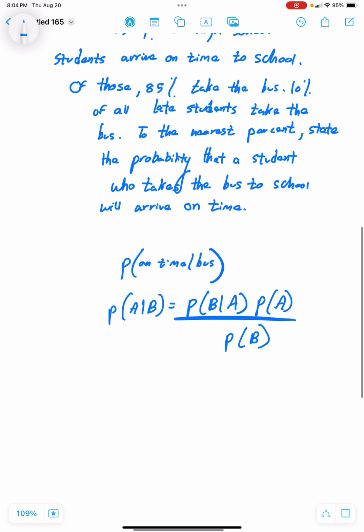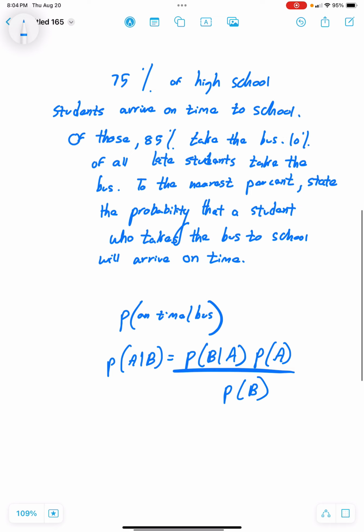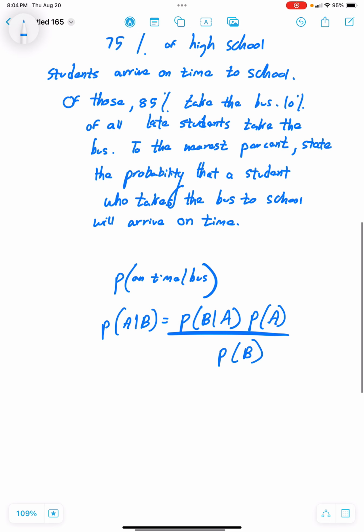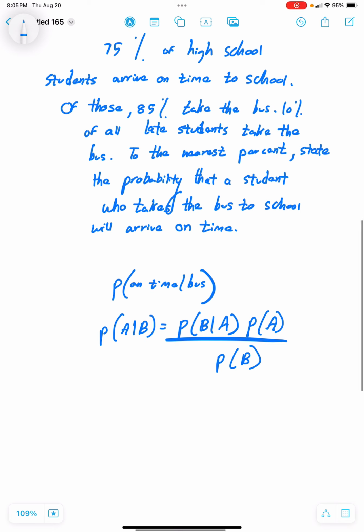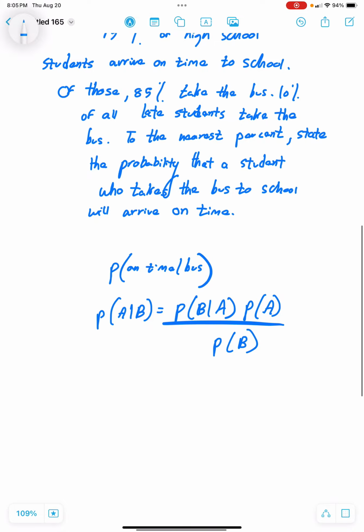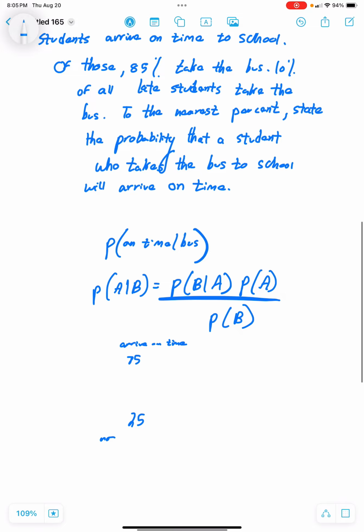So what we're going to do is make a tree diagram here, right? So we have all high school students, and 75% of high school students arrive on time to school. So here's 75, here's 25. Here's arrive on time, and here's not arrive on time.